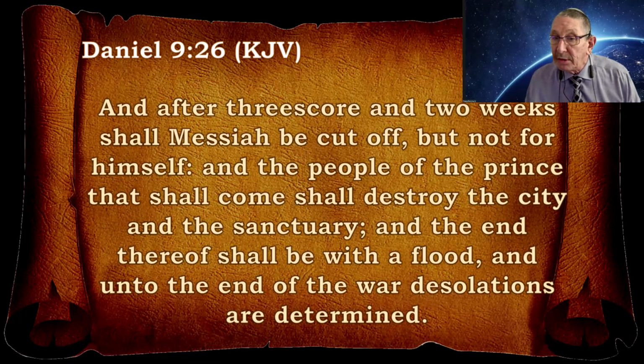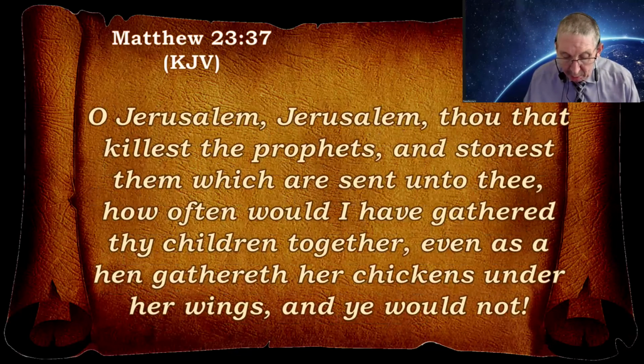And after 70, the Messiah shall be cut off, but not for himself. And so this is when this happened. And just to show that what Daniel is saying here was confirmed, Daniel 9:26 was confirmed by that verse there in Luke 19:42 through 44. So we have basically Daniel 9:27 that has not been completed yet.